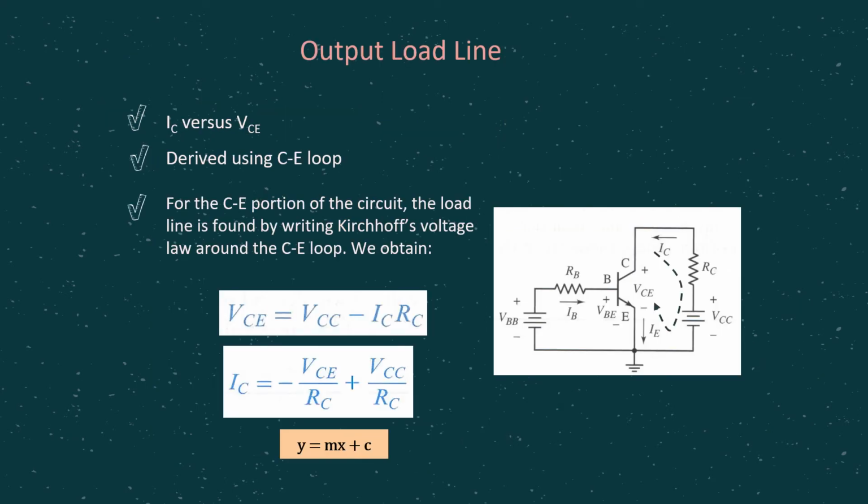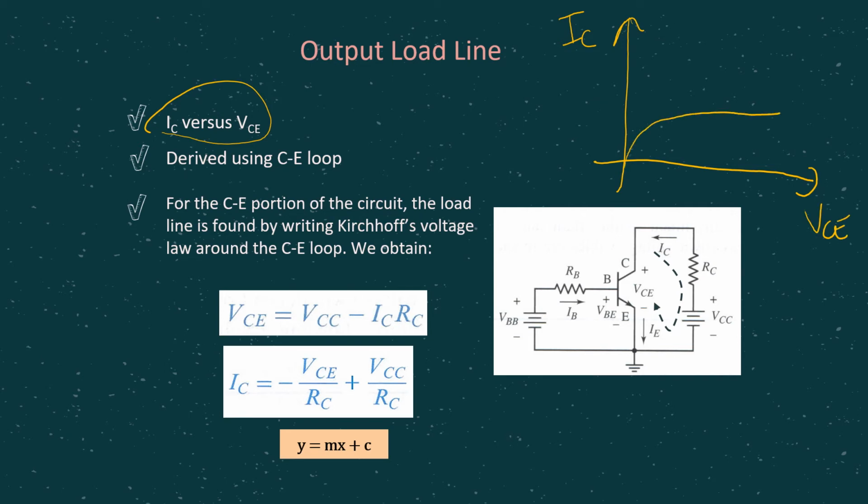Now we come to the output load line. As mentioned just now, the output load line is related to IC versus VCE. As you can recall from the previous video, IC versus VCE for the common emitter circuit is represented by this curve. The higher the IB, the higher the value of IC we are going to get. It is related to the CE loop, where we consider the CE loop involving the CE junction. If we do the KVL equation, we get this equation: VCE equals VCC minus ICRC for this particular circuit.